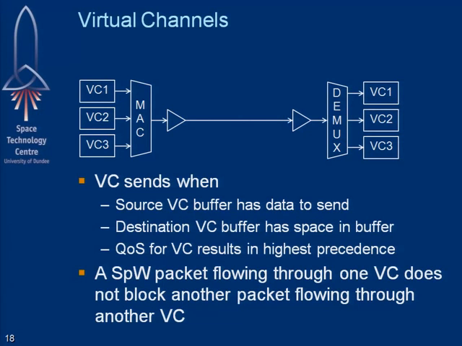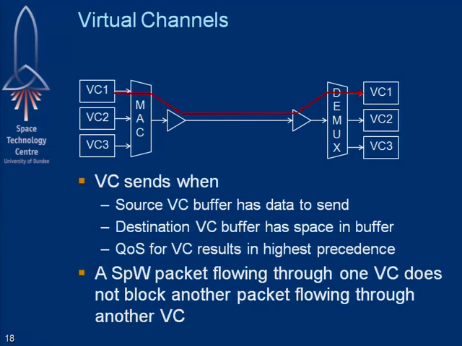So if you've got something to send and there's room at the far end, you're allowed to send. Okay, and then of those virtual channels that have got something to send and there's room at the far end in their buffer, the one with the highest precedence is allowed to send next. I'll talk about precedence a bit more later on. At the moment you can think about it as priority. So the one with highest priority is the one that's allowed to go next.